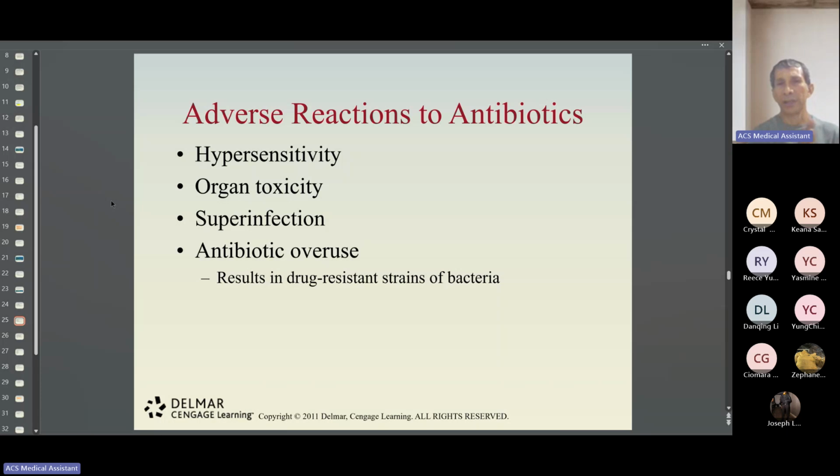Adverse reactions to antibiotics: allergy reactions, remember, hypersensitivity means an allergy reaction. Organ toxicity, we mentioned already, liver, kidney. Superinfection, well, that we're going to make it worse instead of making it better because we are going to eliminate the good flora, the one that protects us. Now we're going to suppress the immune system. And one of the ways of suppressing the immune system is antibiotic overuse.